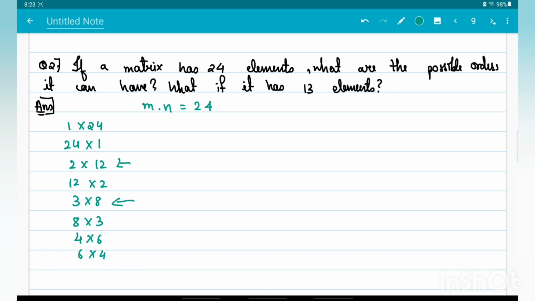Okay. Now the second thing that they have asked is what if the matrix has 13 elements. If the matrix has 13 elements, it means the number of rows into number of columns is 13. Now if you check for the different factors, 13 can be written as 1 into 13 or 13 into 1. So there are only two possible ways in this case: either the matrix can have the order 1 by 13, or it can have the order 13 by 1 if it has 13 elements. So these are the two possible ways for the order of matrix.